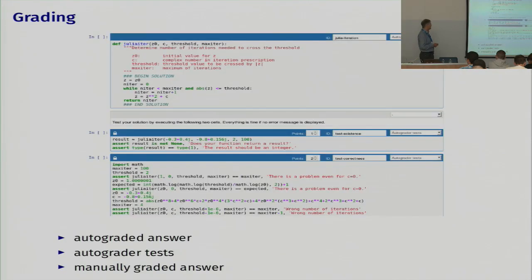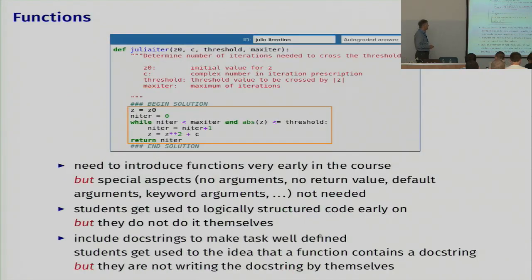Grading. How does NBGrader work on a basic level? Well, there are basically auto-graded answers. These are functions which the students have to fill with code. And then there are basically auto-grader tests. These auto-grader tests are basically unit tests working on this function here. And there's also the possibility to have manually graded answers, but that's something I'm not touching upon in this talk.